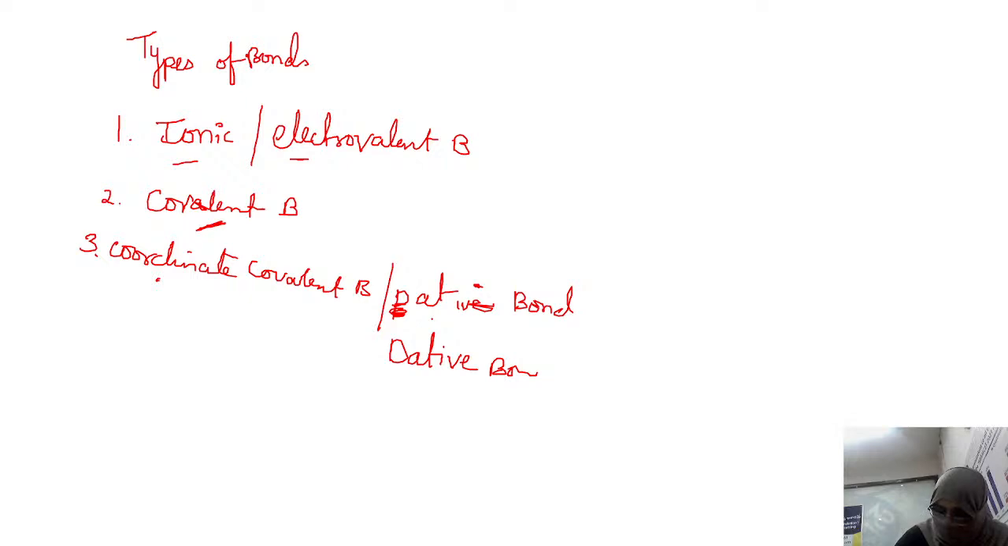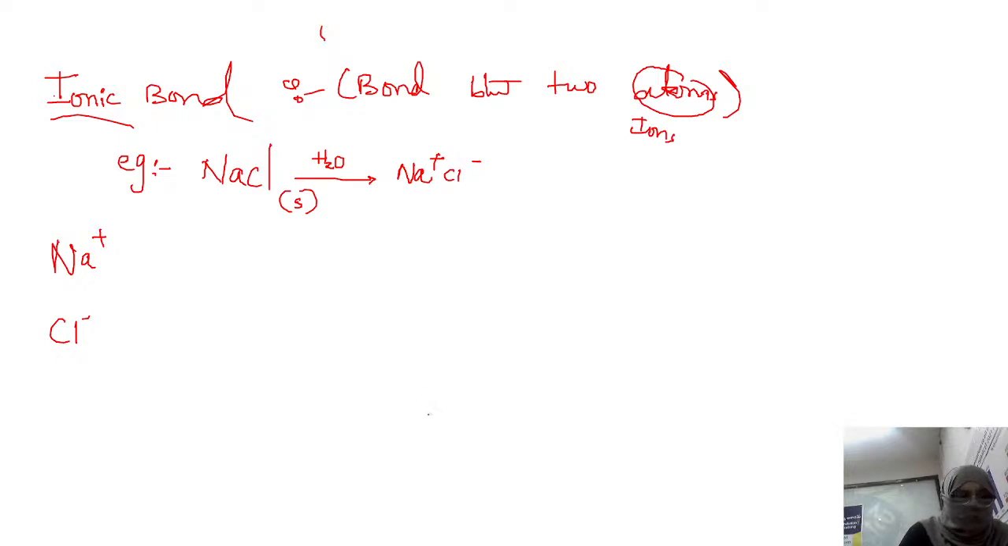So let's talk in detail about ionic bond. So what is ionic bond? The simpler definition is the bond which is formed between 2 ions, right? Let's talk about the example. The example which we are very familiar with is your rock salt or table salt, which is NaCl, that is sodium chloride, in the form of solid.